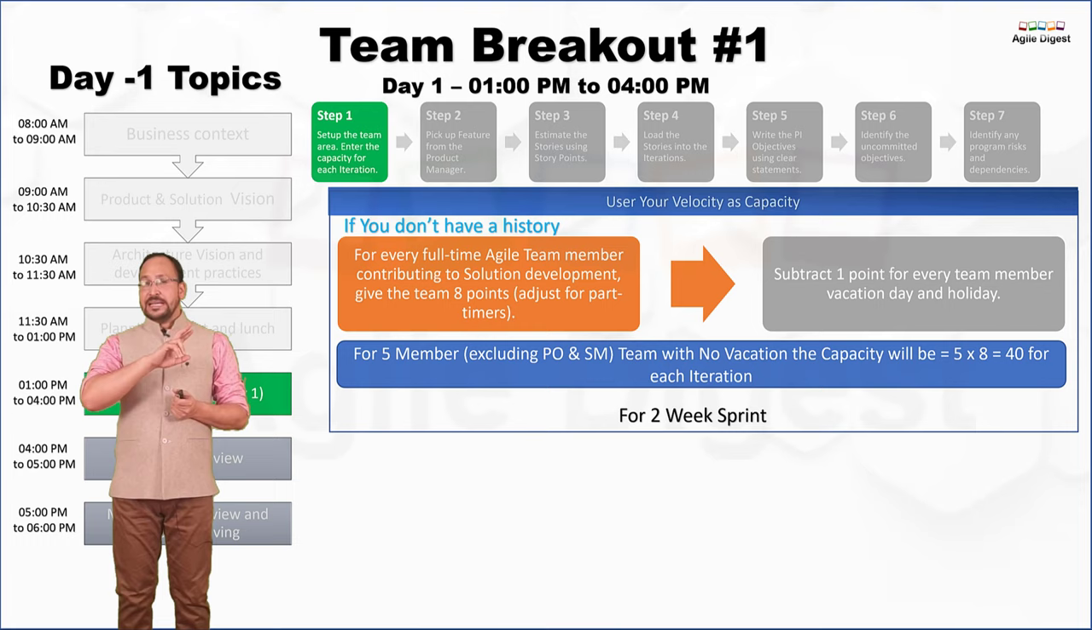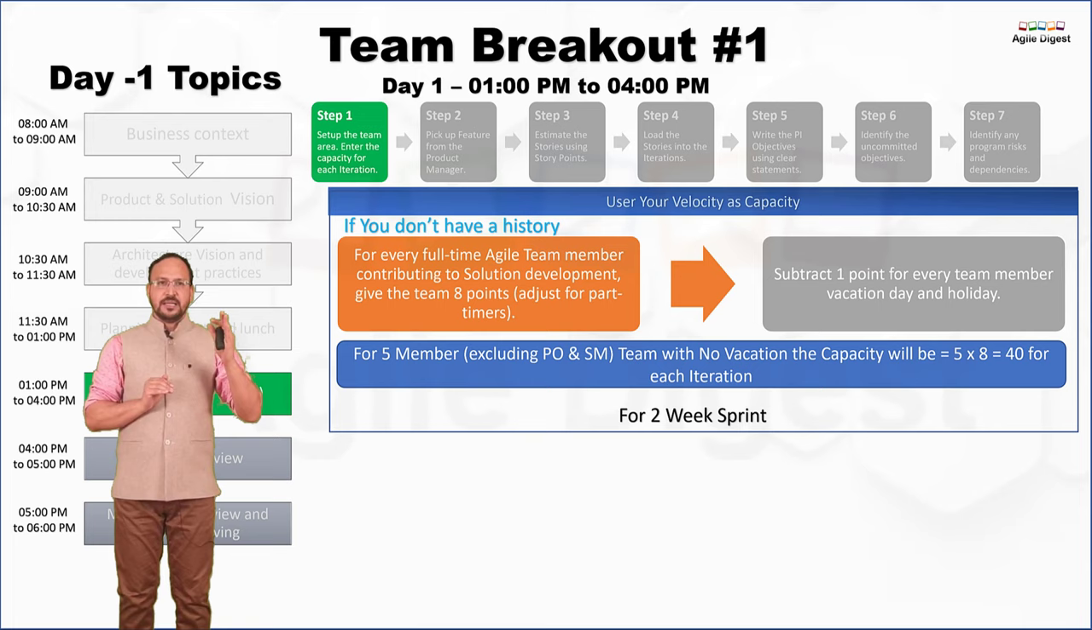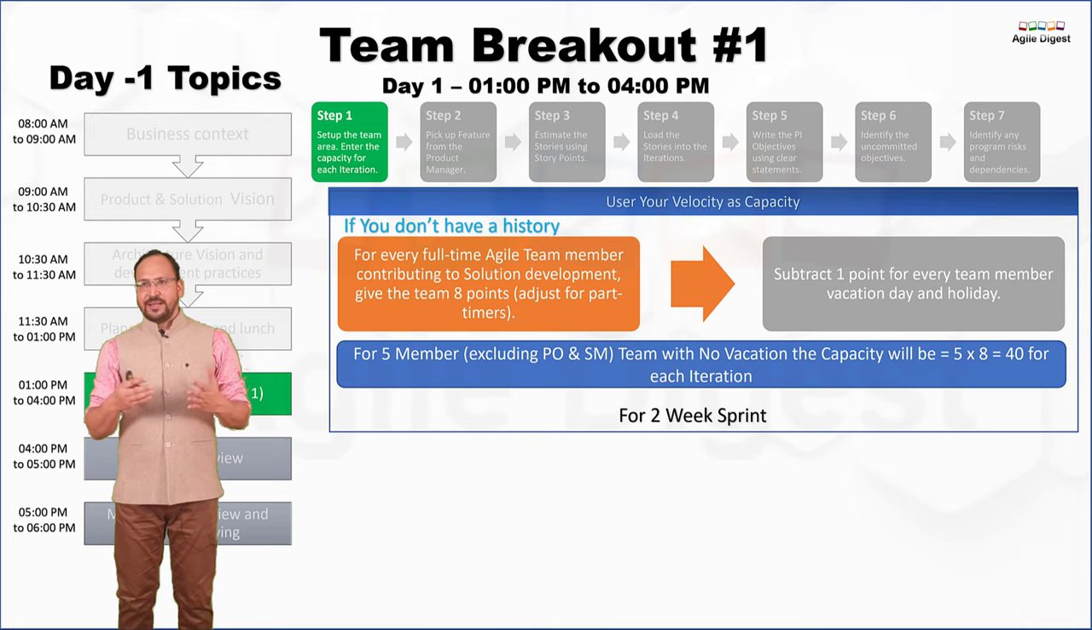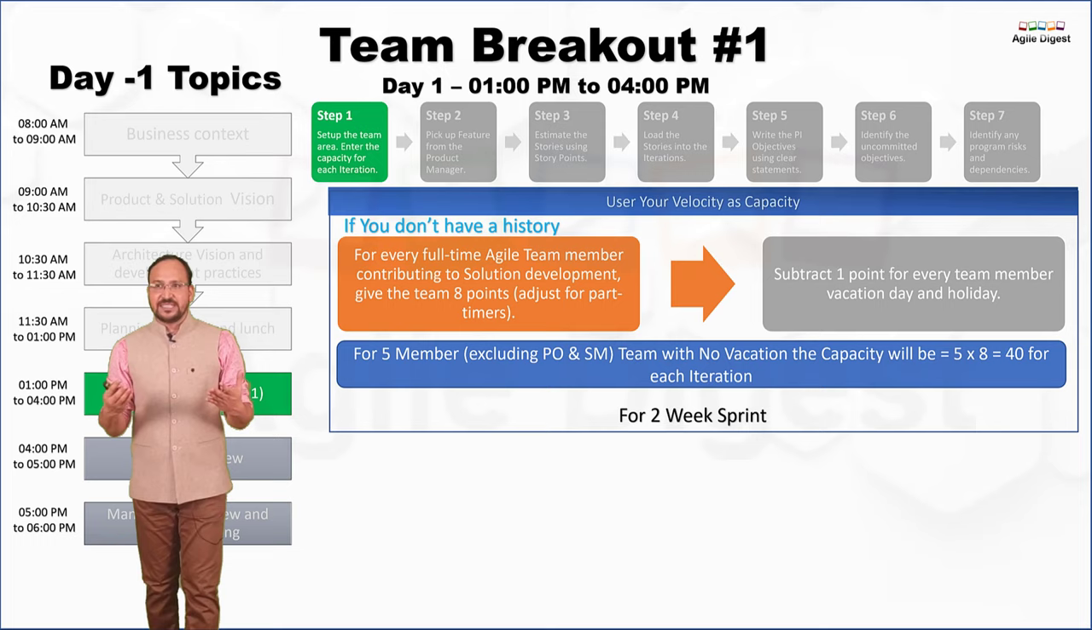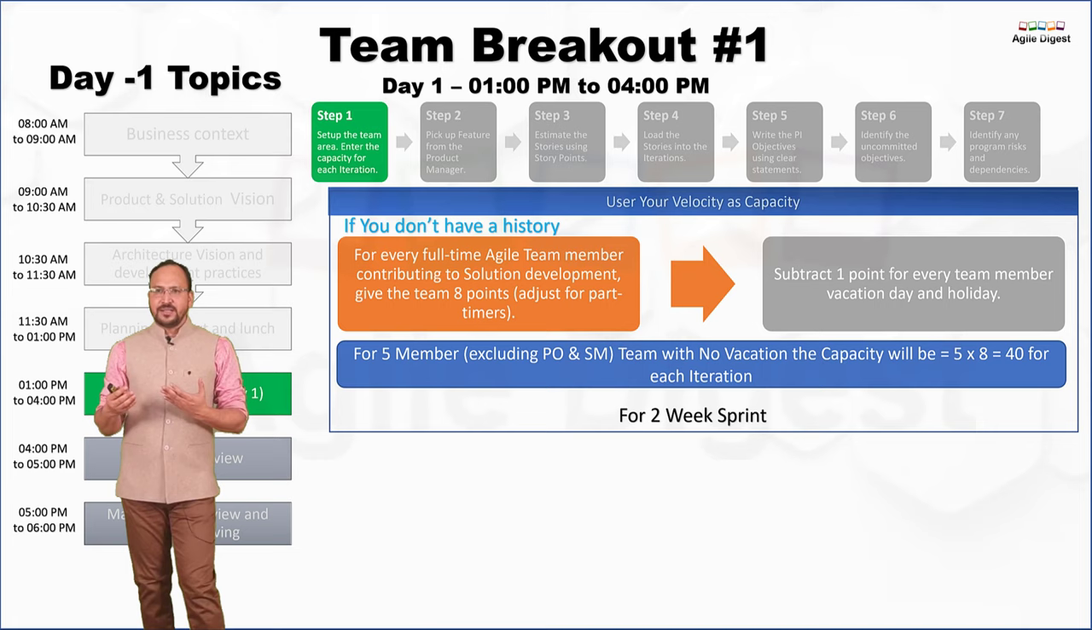So for a 5-member team, 8 into 5 is equal to 40 story points, which will be the capacity for a 2-week sprint ideally. If you are going for a 3-week sprint, it will be something different. Maybe you can have 12 points, 12 into 5, so somewhere around 60 will be your capacity. Now, there are a few areas that subtract 1 point for every team member's vacation day and holiday. If anyone is taking some leave or vacation, you can subtract that 1 point.